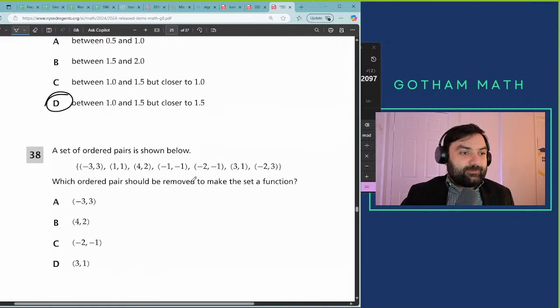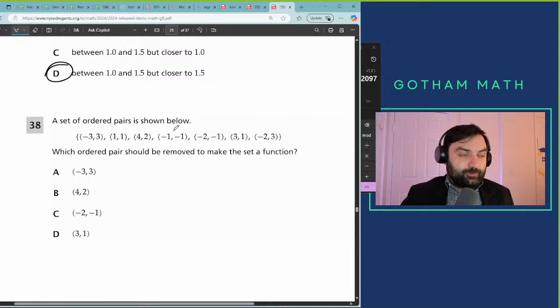Number 38. A set of ordered pairs is shown below. So we have points. Which ordered pair should be removed to make the set a function? Andrew, did you do this question? And if yes, what was your answer? I didn't really finish this question. Okay, so I couldn't, yeah.